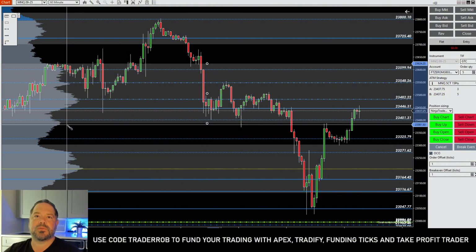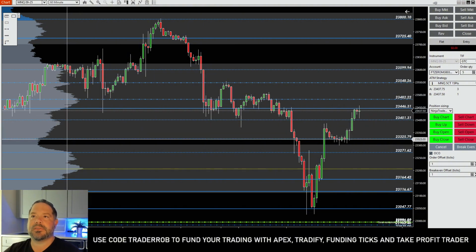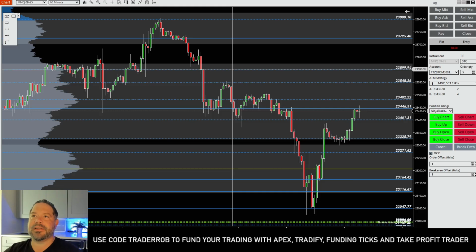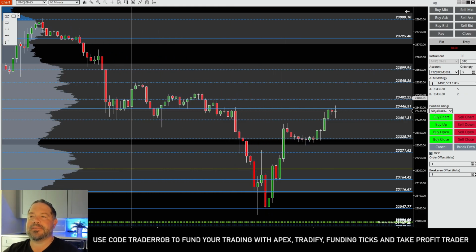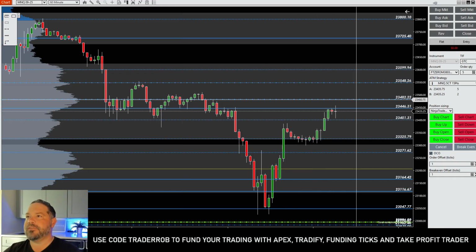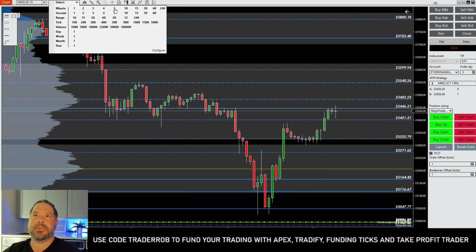Let's see. And it's a big shaded area there. I'm not super interested anymore in this area, to be honest with you. We had a level that we came up, so let's jump into the 15-minute. Let's see what we see.